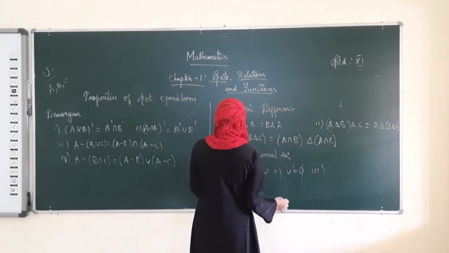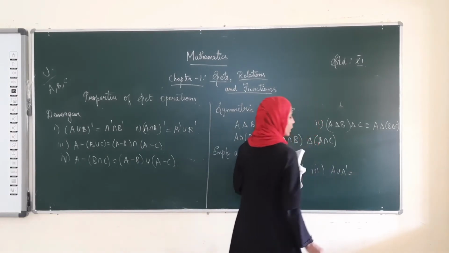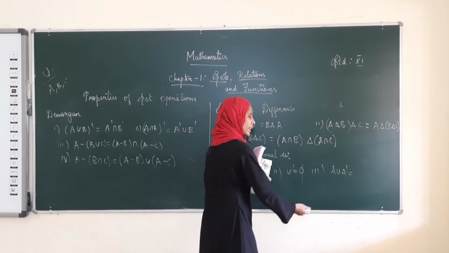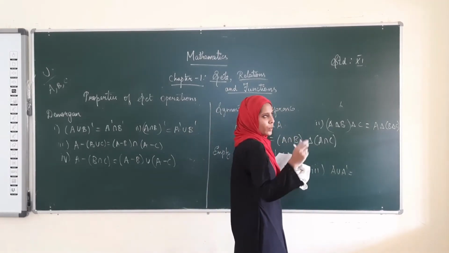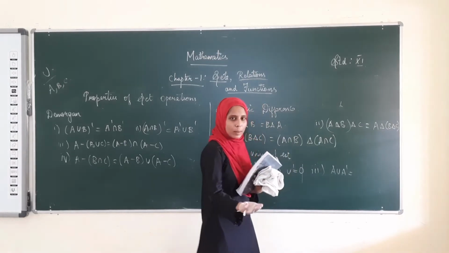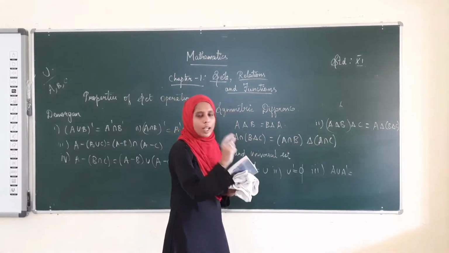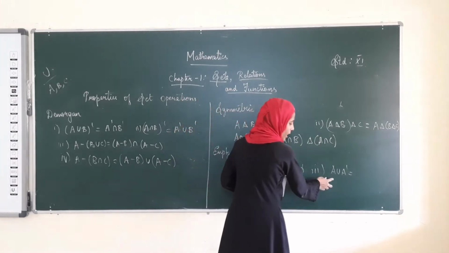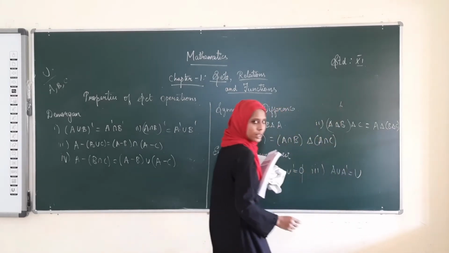And the third one is A union A dash. What is A union A dash? Take A as it is. A dash means U minus A, right? From U, if we subtract all the terms of A, we get some terms, and again we are adding those A elements because we have A union. Then what we get? We get only the universal set, right?